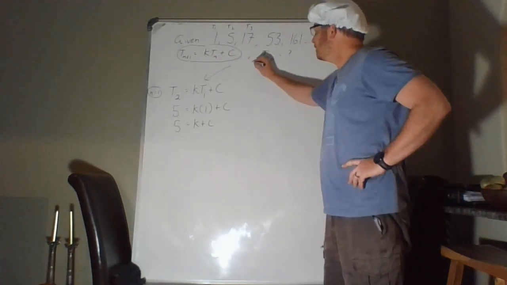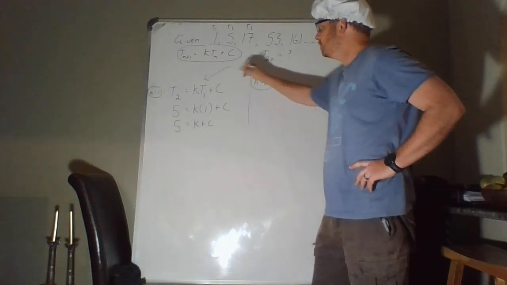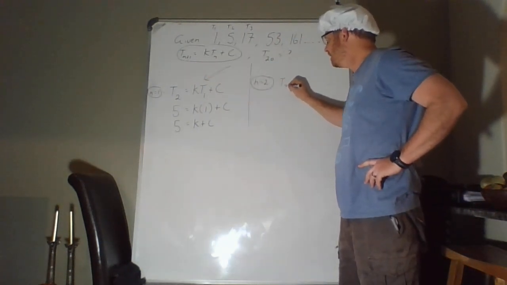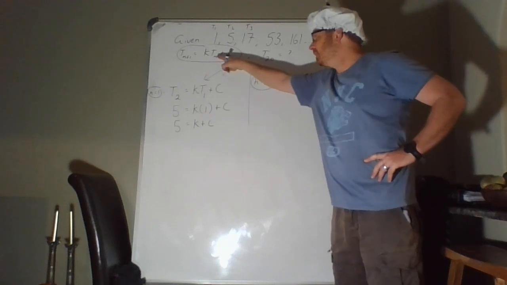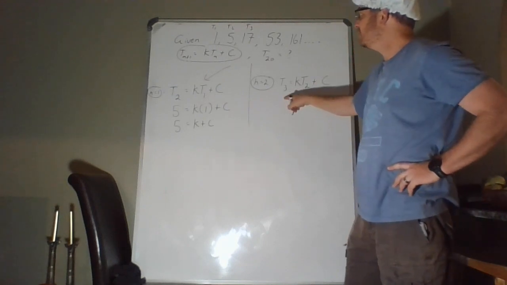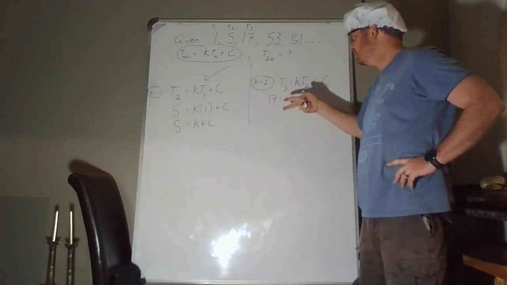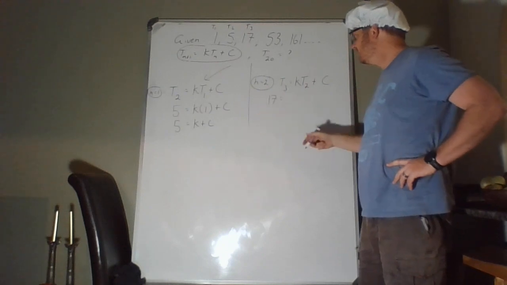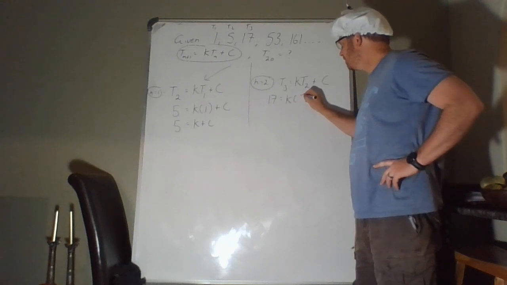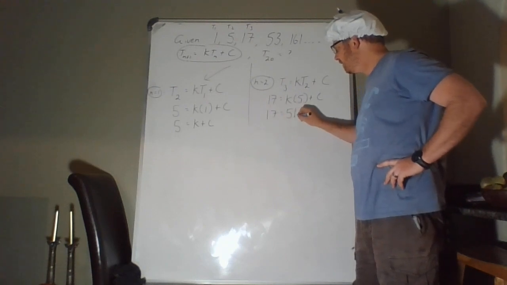Right? Now I want to do the same thing, but using n is equal to 2. So if n is equal to 2, then term n plus 1 will be term 2 plus 1, which is term 3, and that will be equal to k times term 2 plus c. But what is the value of term 3? It's equal to 17. So 17 will be equal to k times 5 plus c. In other words, 17 is equal to 5k plus c.